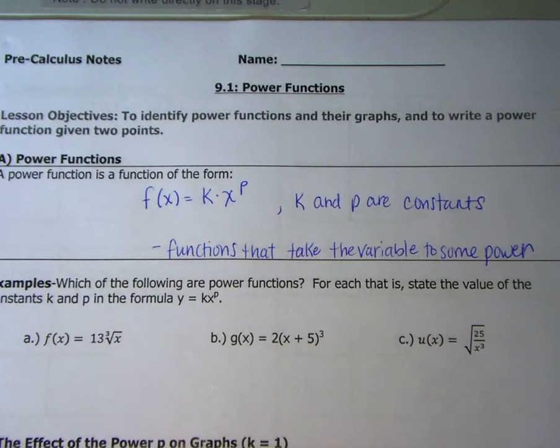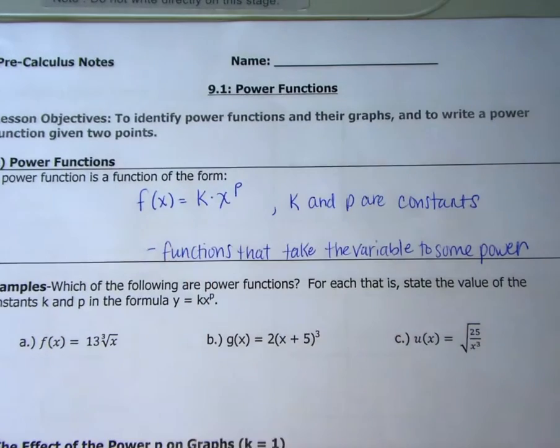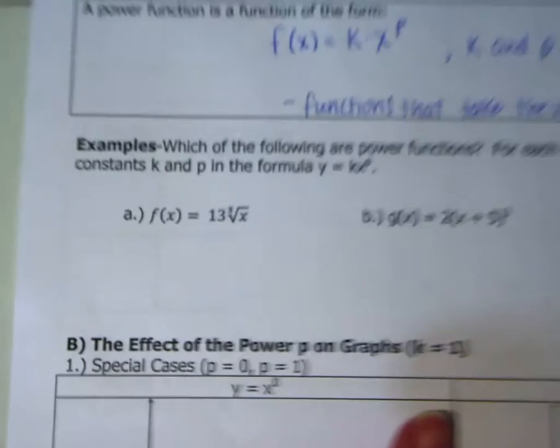All right, so the first couple examples is just asking us whether each of the following are power functions. What we are also going to do is rewrite some of these so that they are in the form k times x to the p, okay? Let's look at the first one.